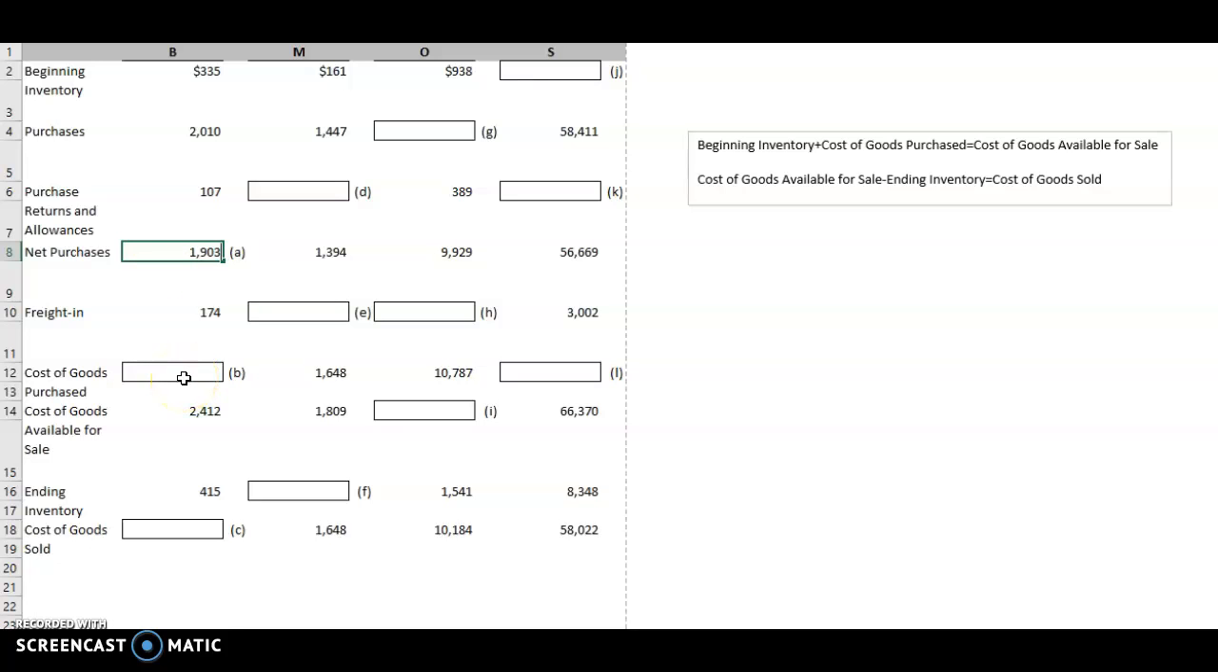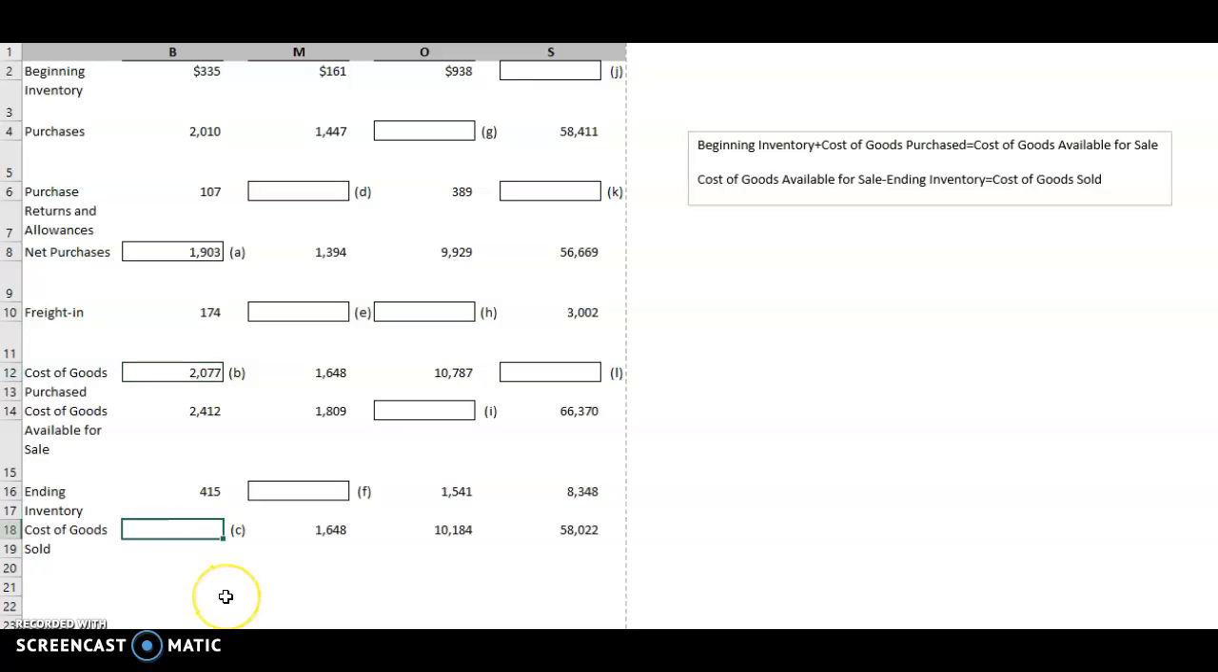Moving on to cost of goods purchased. When we're finding the cost of goods purchased, we're going to add up all the costs that have gone into the goods. So we're going to take the net purchases of 1,903 and add to that our freight in, which is a cost that has been incurred by the buyer. So when we add 174 plus 1,903, we get 2,077.